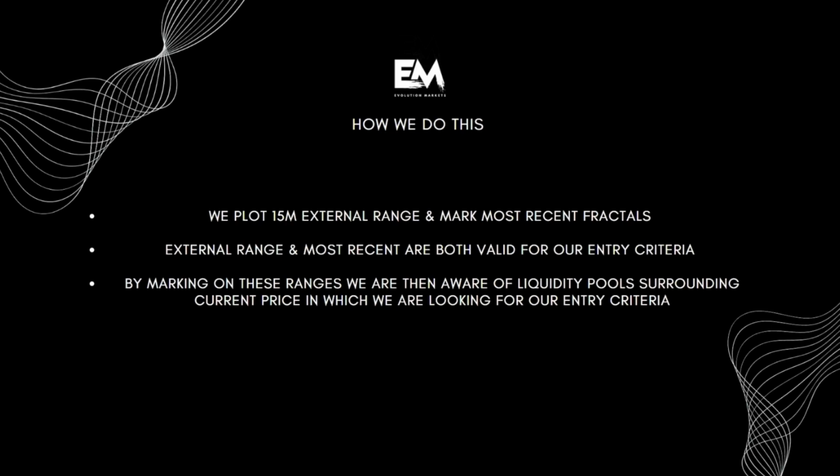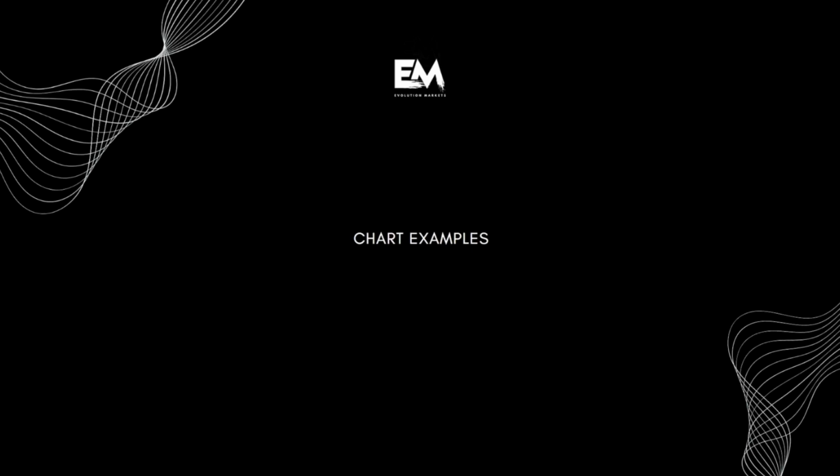Now the external range and the most recent are both valid for entry criteria, okay? So you can take both. Sometimes we get questions: do we only take external range or can we factor in internal? Obviously our answer is always going to be, go and do your own testing, what does your data suggest? We say that with the best intentions, because that's what's going to give you the confidence, okay? But the short answer is yes, take them both. They both work very, very well. And by marking out these ranges, we're then aware of liquidity pools surrounding current price, which we're looking for in our entry criteria. So let's go into the charts.